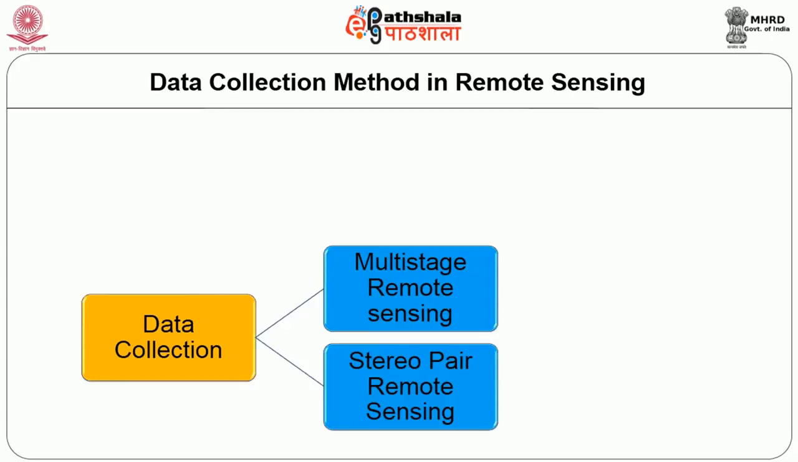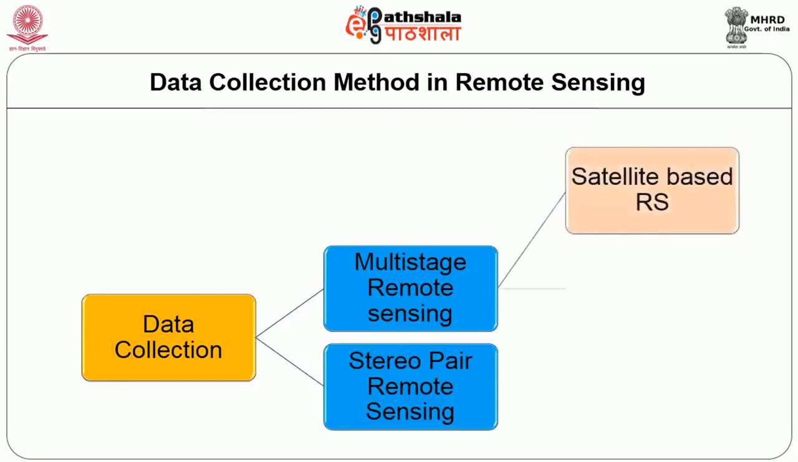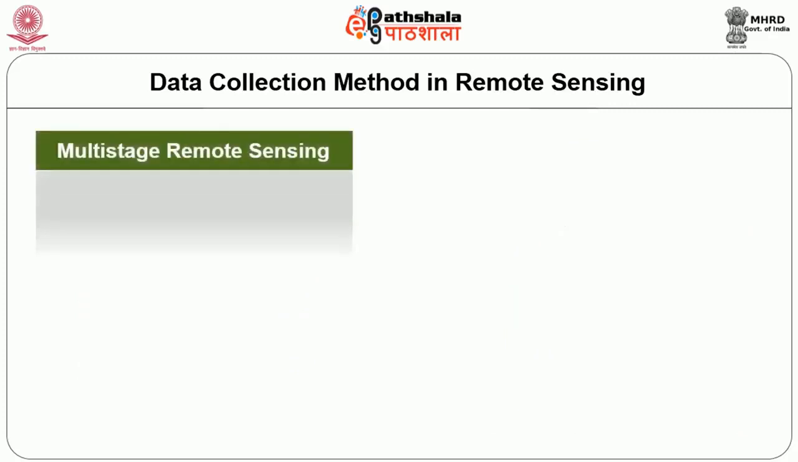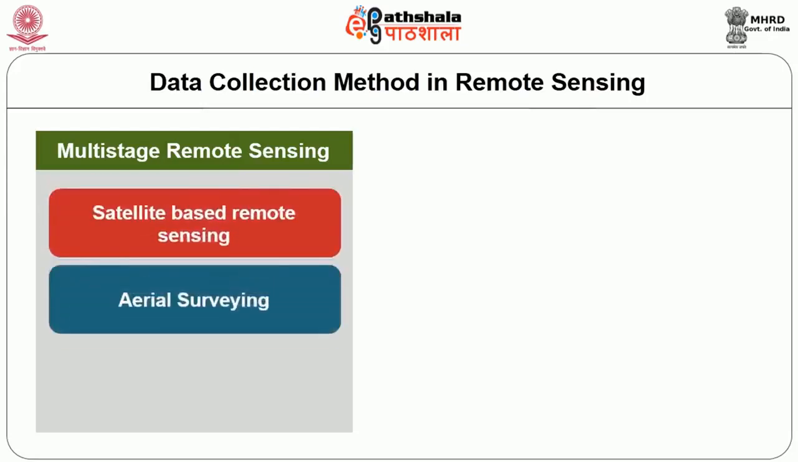What is multi-stage remote sensing? At different stages, the images are captured based on the reflection it gives. So you have 3 different classifications of data collection in multi-stage remote sensing. The first one is satellite based remote sensing, the second one is aerial surveying remote sensing, and the third one is ground based remote sensing. Let us go to the satellite based remote sensing.